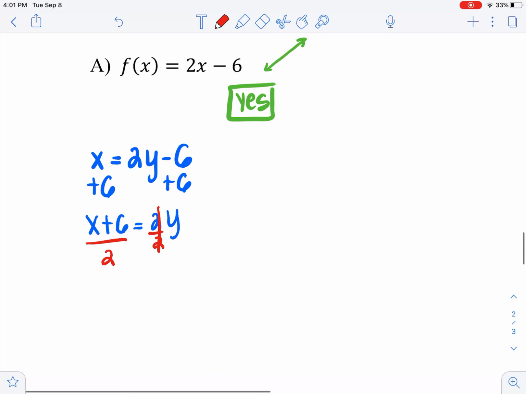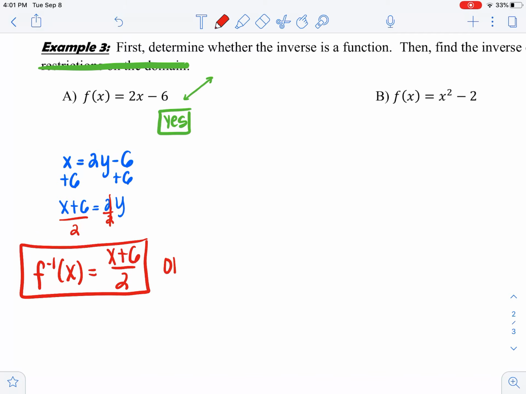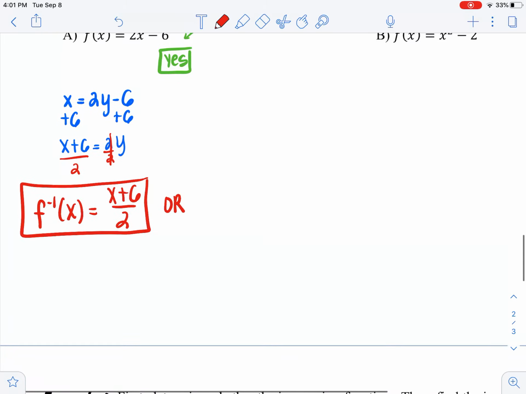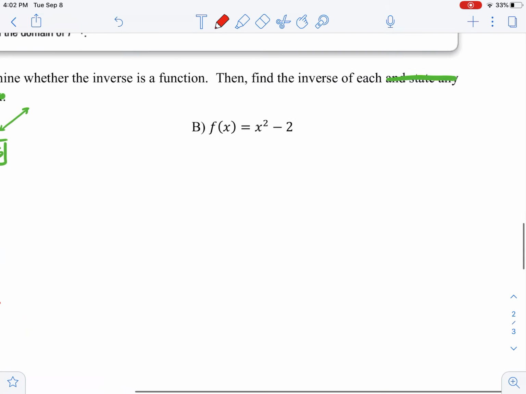Divide by 2. So we are not going to write y equals because it was not y in the first place. It's the inverse of f. So we're going to write f inverse equals. You can either leave your answer as x plus 6 divided by 2, which I'm fine with. But I need you to know that it's equivalent to if you divide this by 2 and divide this by 2. So f inverse of x is equal to 1/2 x plus 3. And that's more like what we're used to seeing, an equation of a line in slope-intercept form. So either one's fine for your final answer, but you have to know that they're equivalent.